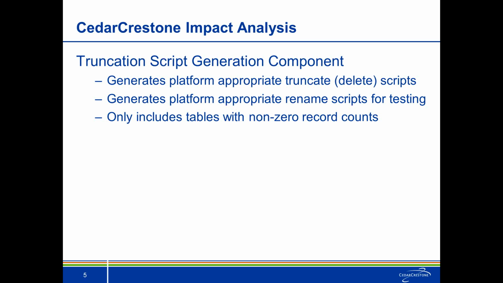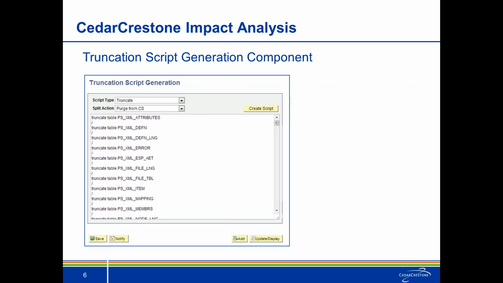We have a component that generates the scripts. I'll go ahead and show you that. It can create truncate scripts. The script type there you can pull down, and it can do rename. What it'll do is it creates a line in these scripts for every table that actually has data in it. In the beginning, we used to do all the tables. The DBAs didn't like that, so it's smart enough now to check to see if there's any data, and it'll create a truncate if that's what you're up to, or a rename.